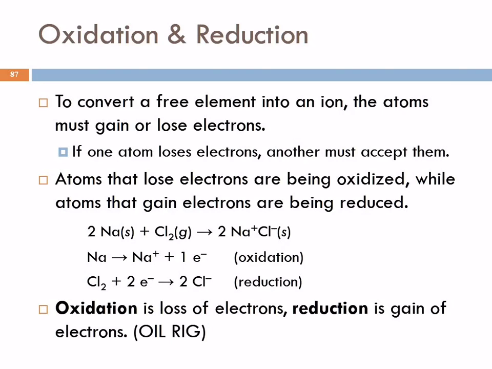So to convert a free element into an ion, atoms have to gain or lose electrons. If one atom loses an electron, another one has to gain it. So there's no electron bank. There's no electron shelter where you can just go drop off unwanted electrons. You have to find someone to take them. So they always go together. It's a transfer.